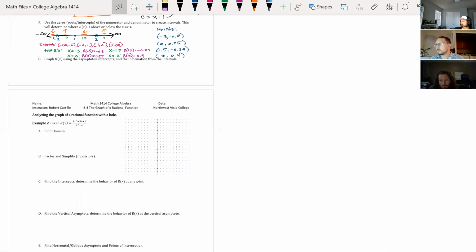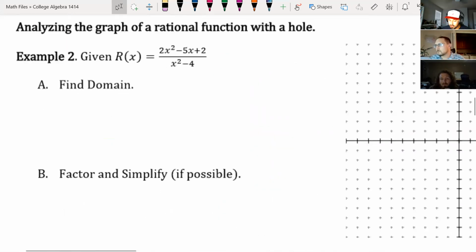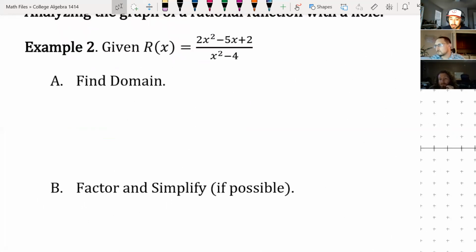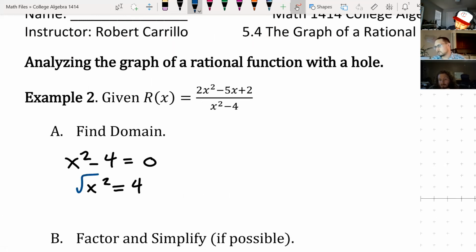Number 2. Let's do it all over again. Okay. Number 2. Given 2x squared minus 5x plus 2 over x squared minus 4, find the domain. Hey, it's just like the last one. Our domain will take x squared minus 4, set it equal to 0, move the 4 over, square root both sides, and we get x cannot equal plus or minus 2. There's our domain.